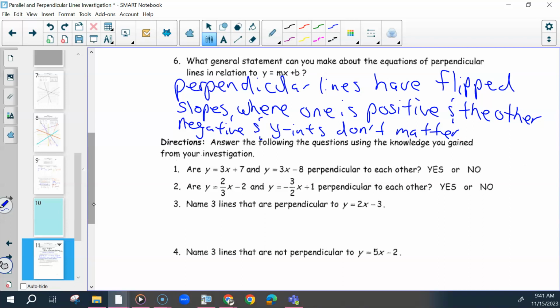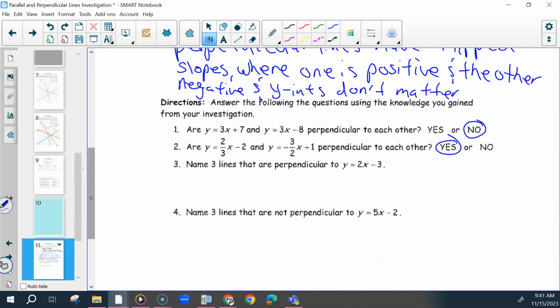So for number 1, are these perpendicular? No. How do we know that? The slope is exactly the same, which means these would be parallel. Are these perpendicular? Yeah. And how do we know that? The slope is flipped, one is negative, one is positive, and the y-intercept doesn't matter.